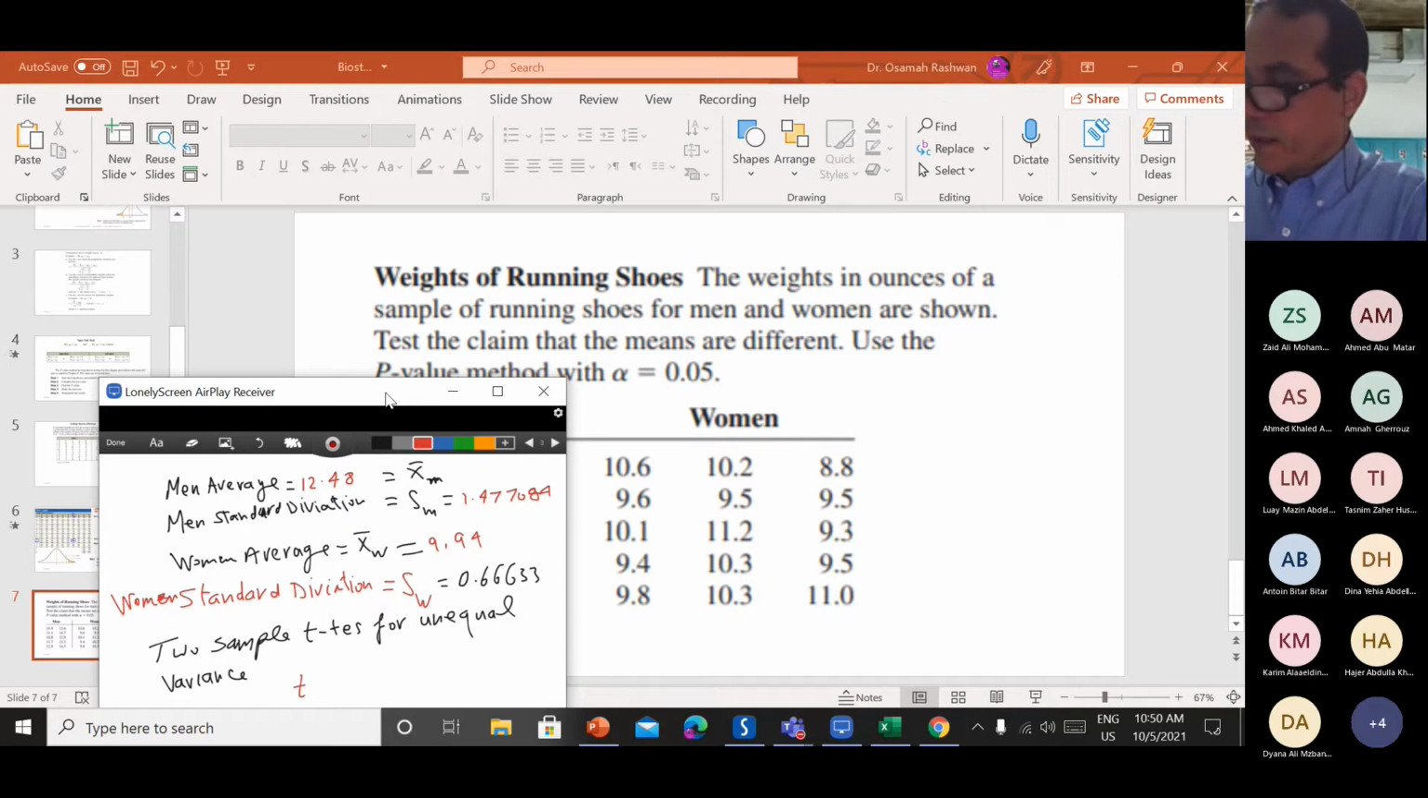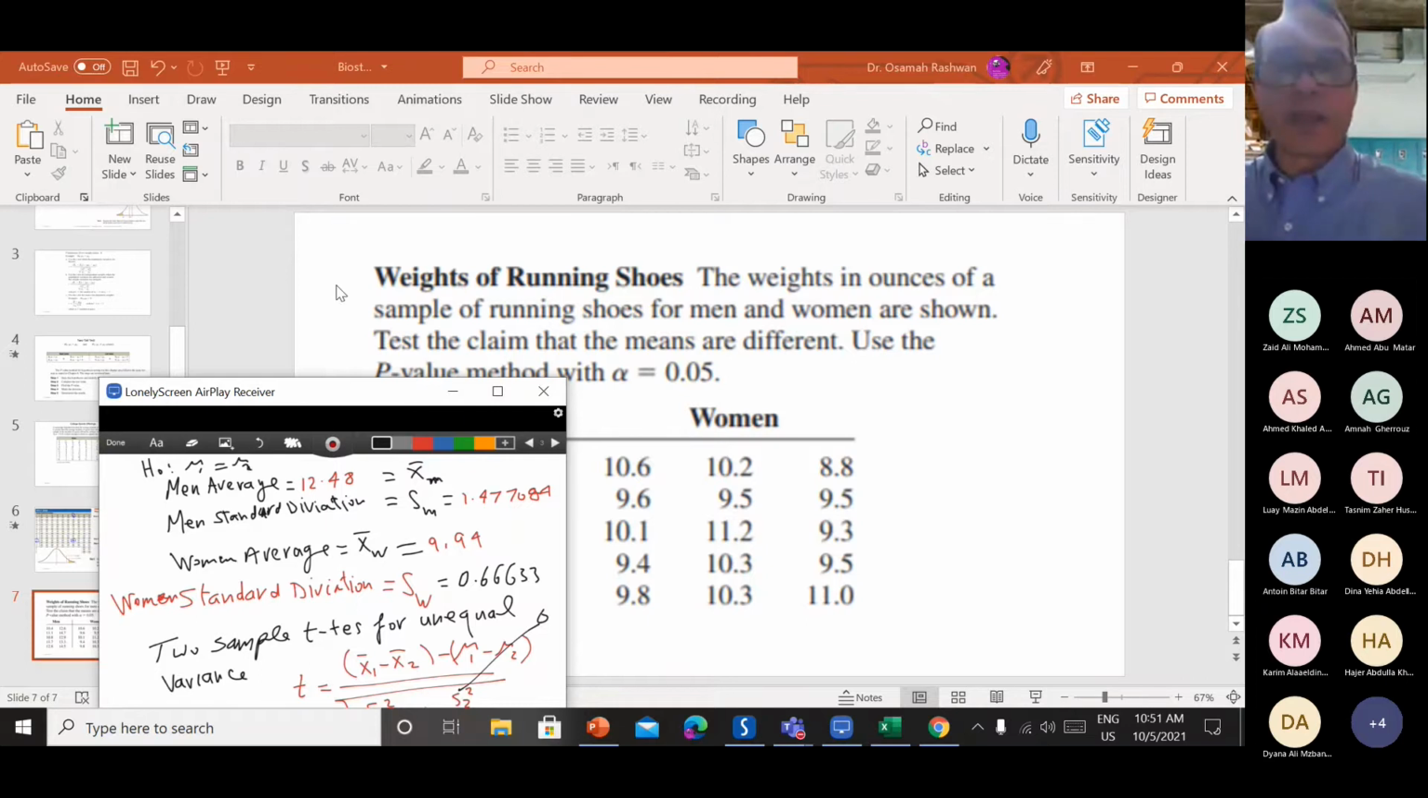So what is the formula for T? Yes, x1 bar minus x2 bar minus mu1 minus mu2 over root square of s1 square over n1 plus s2 square over n2. Okay. This is a formula I'm going to substitute. Yes, this is 0 because this is coming from the null hypothesis, mu1 equal to mu2.